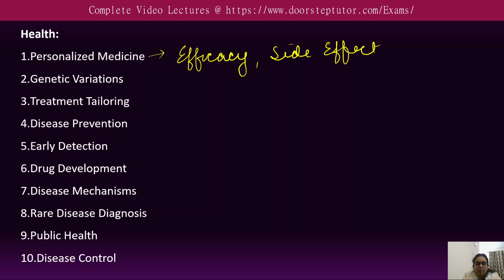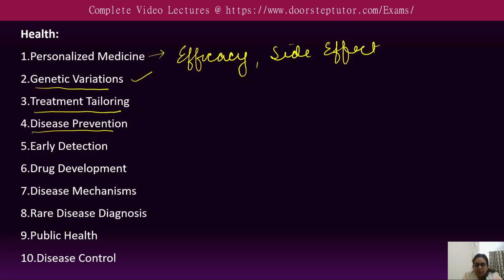Next, an application in health is genetic variation. Obviously, in personalized medicine, genetic variation varies from person to person. So this allows for proper treatment tailoring, and it helps in reducing the side effects.